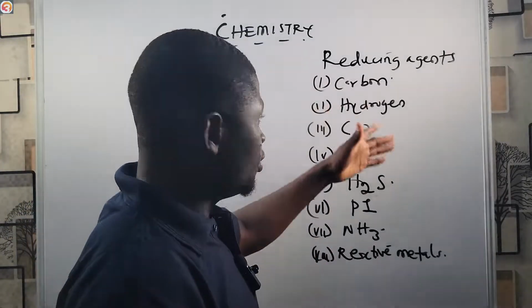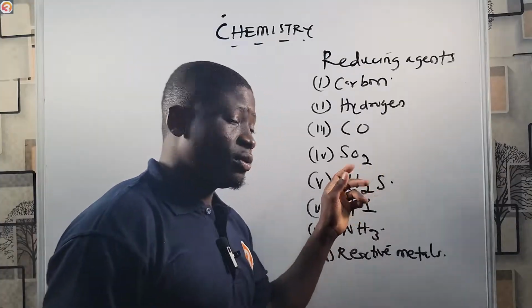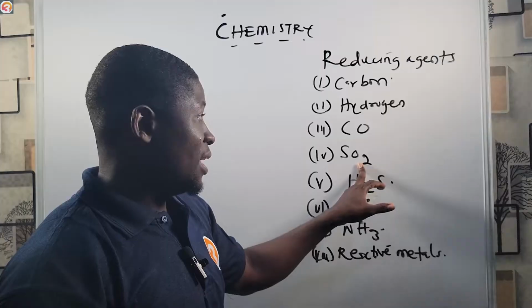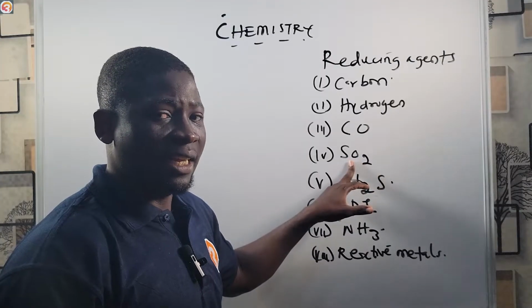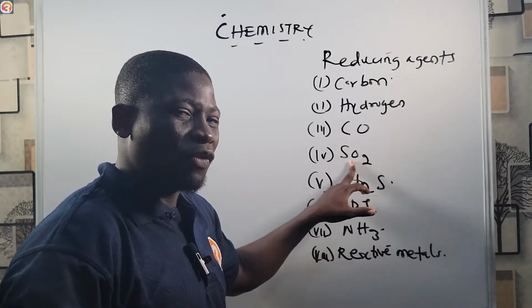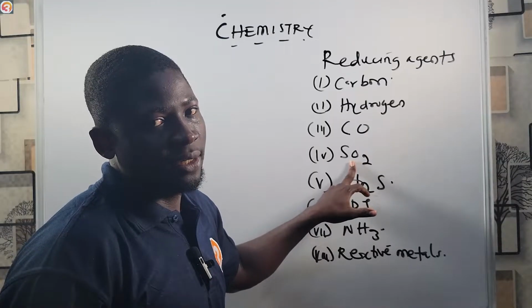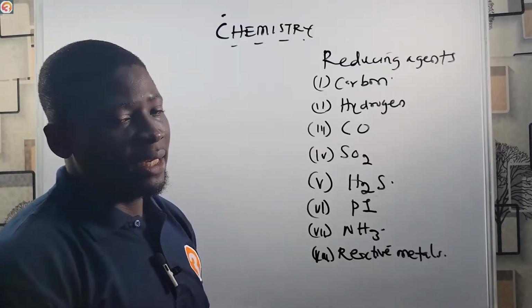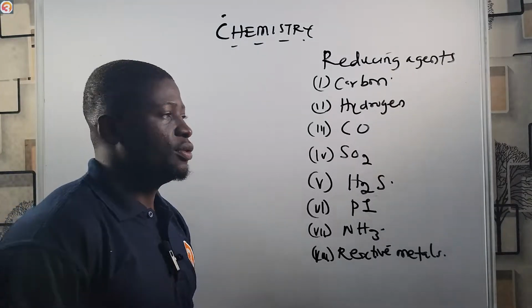So these are reducing agents. We have carbon, hydrogen, carbon monoxide. We have SO2. SO2 is both an oxidizing agent and a reducing agent. SO2 will act as an oxidizing agent in the presence of a very strong reducing agent. Hydrogen sulfide, potassium iodide, ammonia, reactive metals, they are all examples of reducing agents.